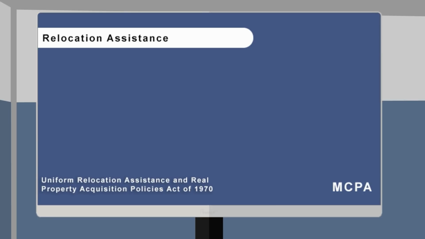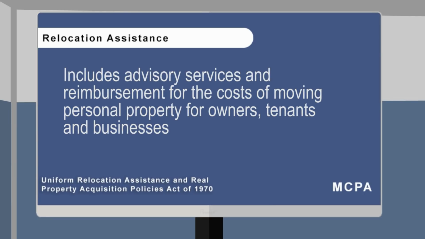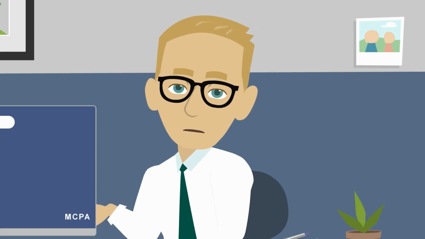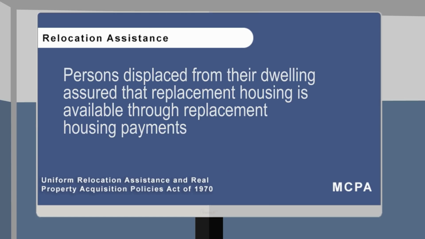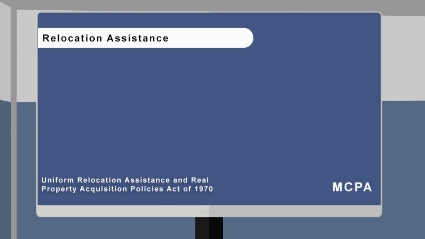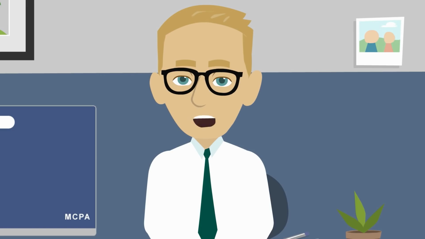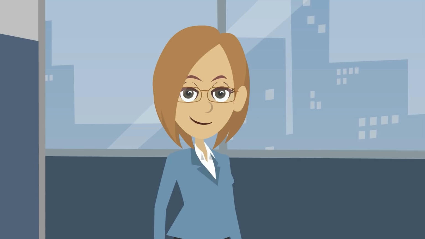Relocation assistance includes advisory services and reimbursement for the costs of moving personal property for owners, tenants, and businesses. Persons displaced from their dwelling are also assured that replacement housing is available through replacement housing payments. And don't forget, the URA has different requirements if someone must move temporarily for a project and will be able to move back. Well, what type of projects would typically require our agency to follow the URA?